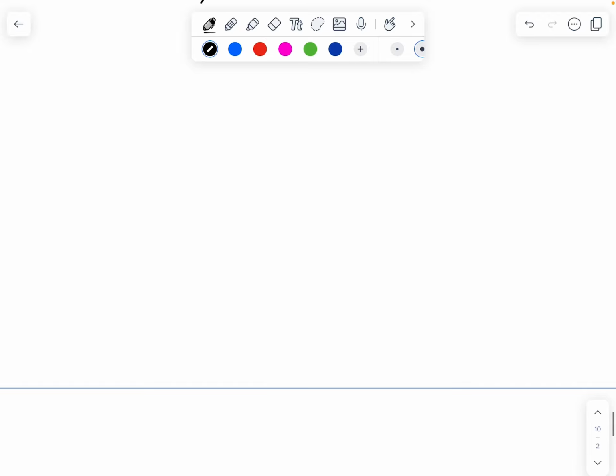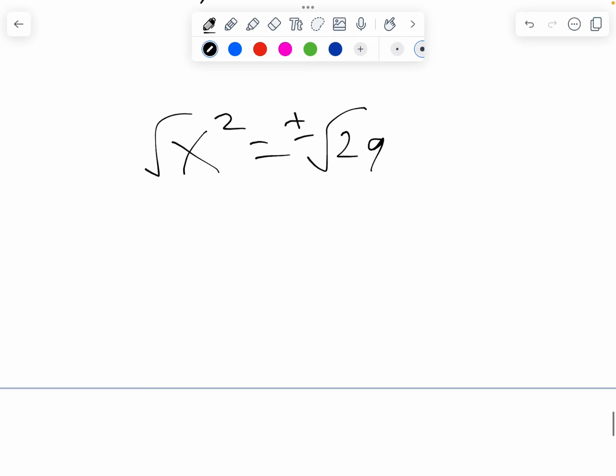Let's do another one. What if we had x squared equals 29? We'll take the square root, but it's a plus minus. In this case, the square root of 29 isn't like a nice number, nice fraction or decimal. And so we're just going to leave our answer as plus minus the square root of 29.